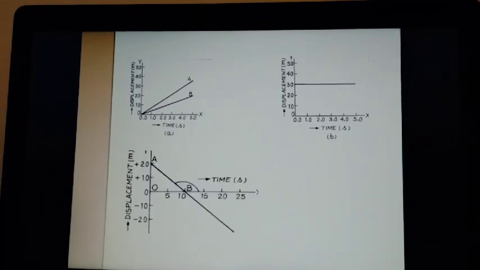One more graph is there. See, another graph is there.